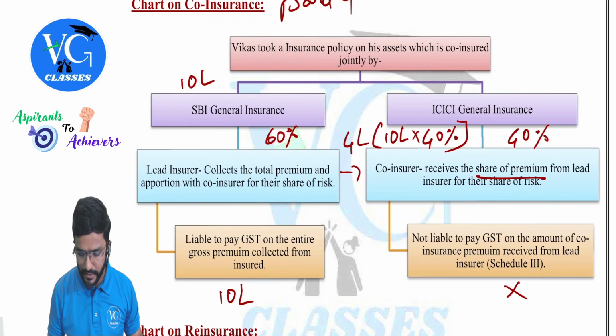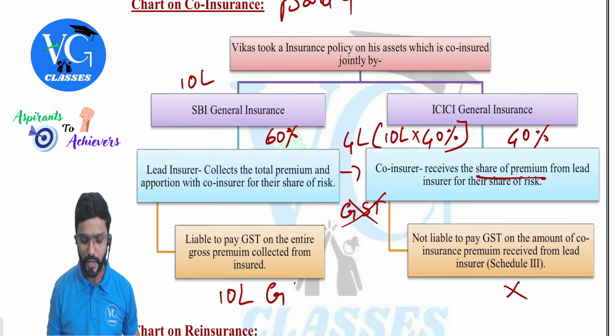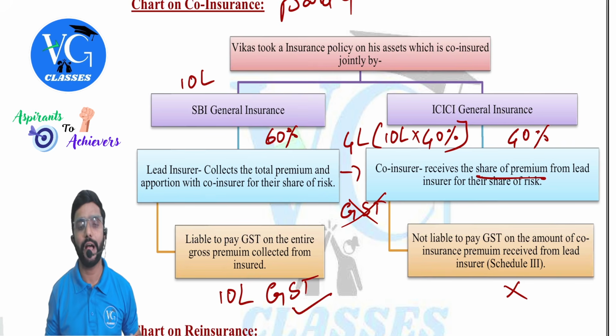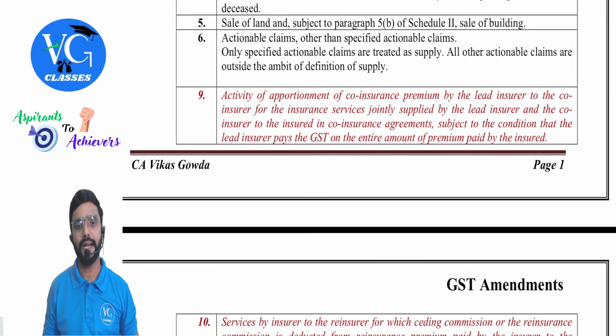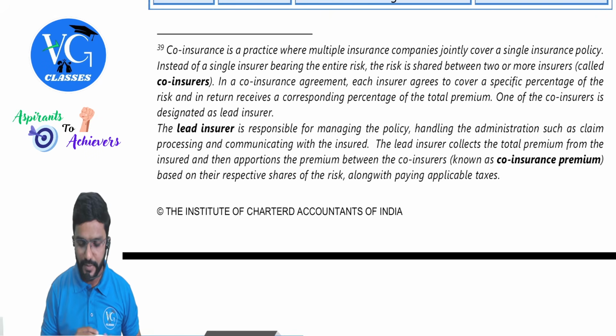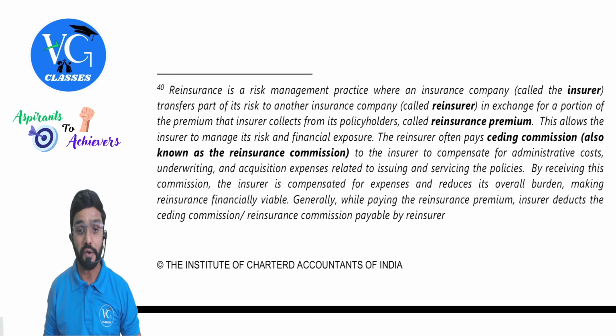So if you want, I will write here. So on 4 lakh, no GST, because on 10 lakh, GST would have been paid by the lead insurer. Okay, so this is all about para 9. Next, coming to para 10, guys. Para 10 talks about reinsurance.